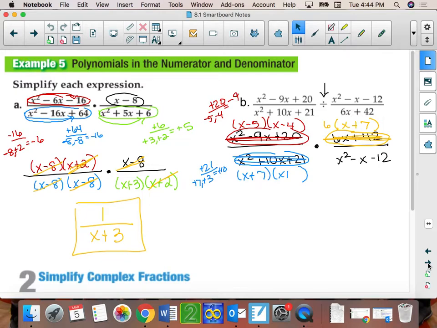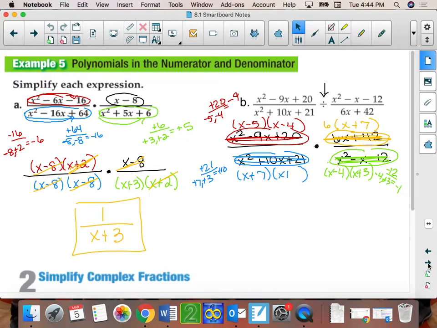And then lastly, I'm going to look at this trinomial. So I'm looking for factors of negative 12 that add to negative 1. And that's a negative 4 and a positive 3. So I have x minus 4 and x plus 3. And then I'm going to mark that out.